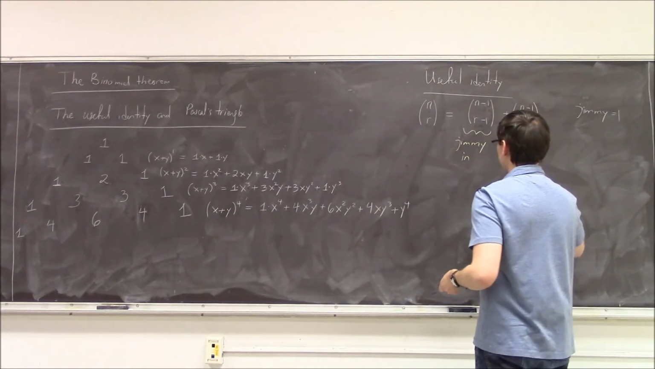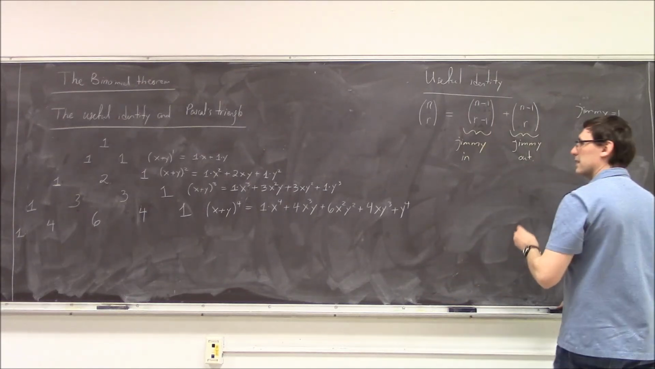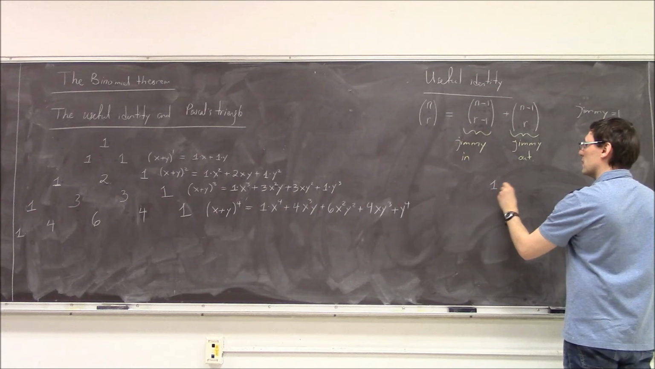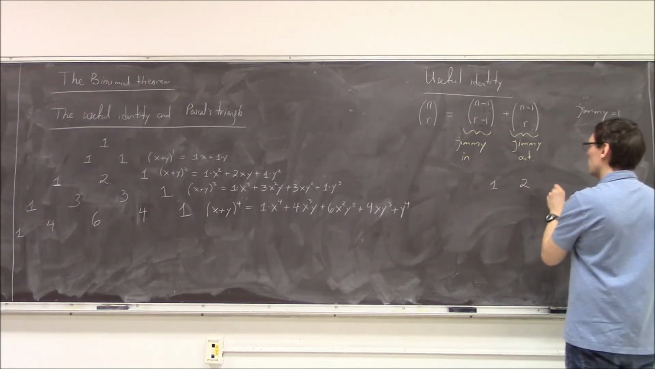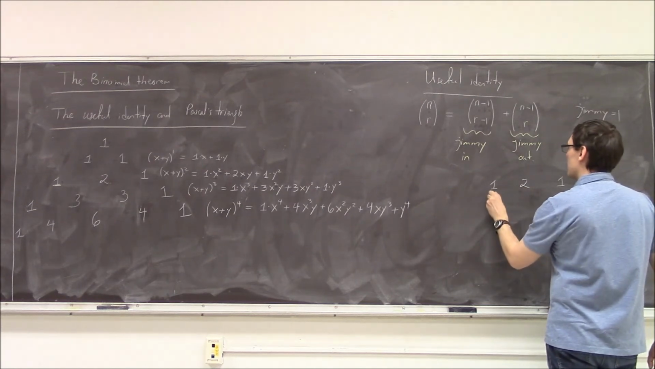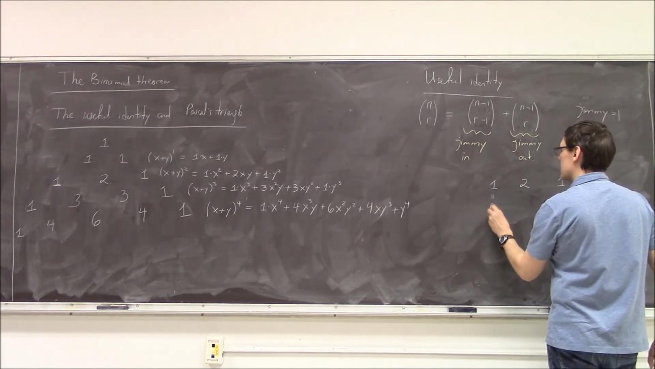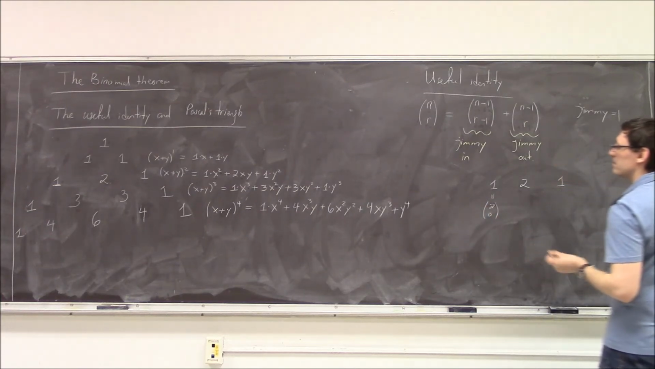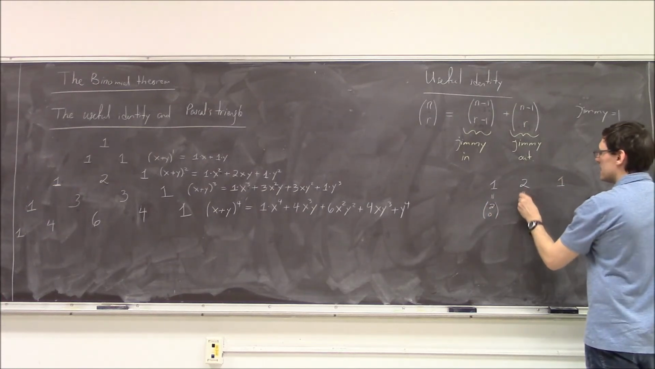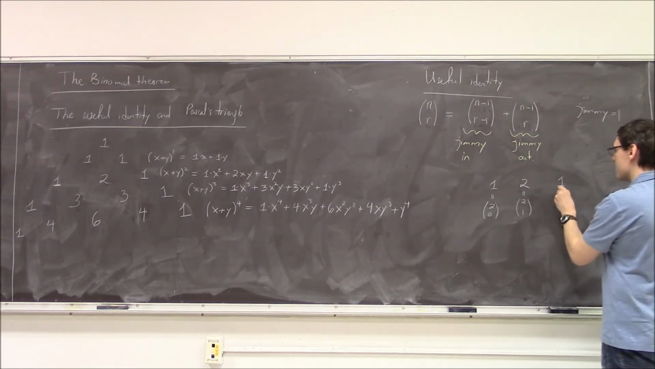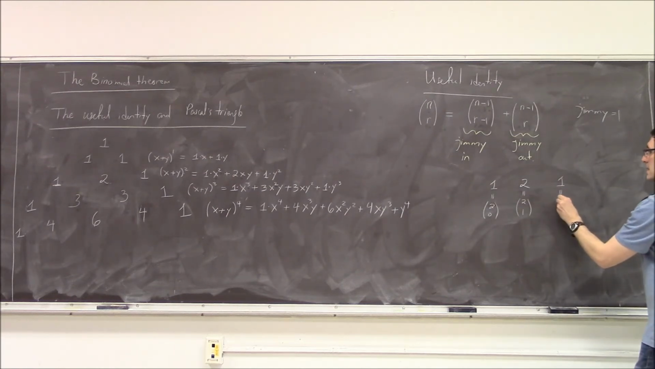Well, let's just look at one of the levels. Let's say 1, 2, and 1. What is this number? This number is 2 choose 0, yes? 2 choose 0 will be 1. This number is 2 choose 1. And this number is 2 choose 2.